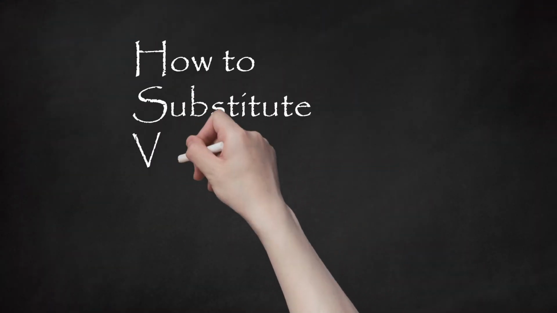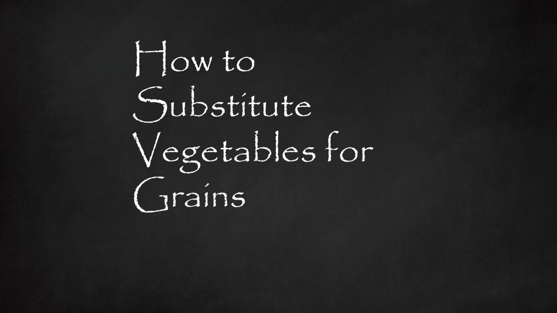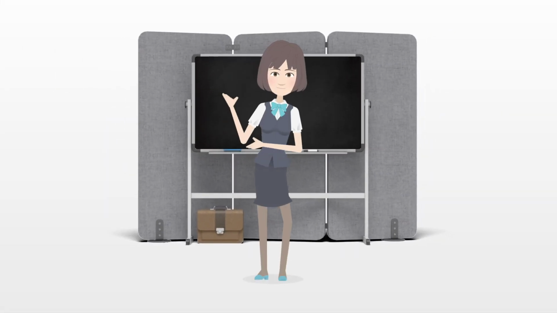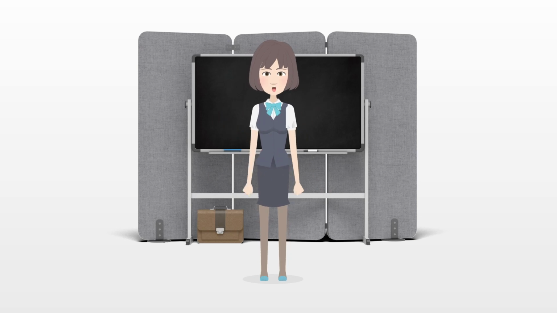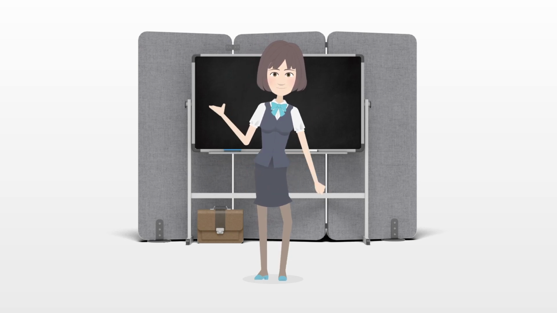How to substitute vegetables for grains. Giving up grains and eating vegetables as a substitute can be difficult. Grains are tasty and play a huge part in the average Western diet.